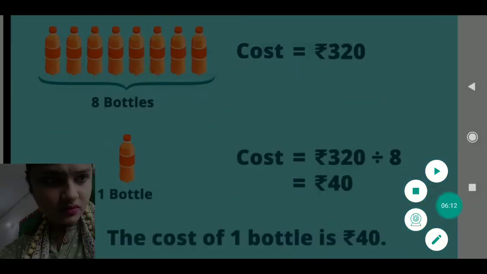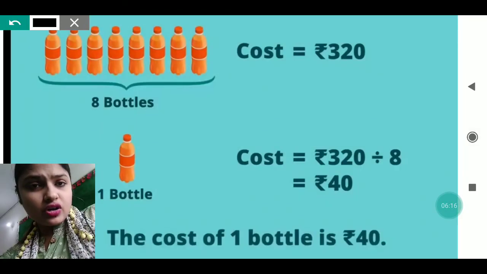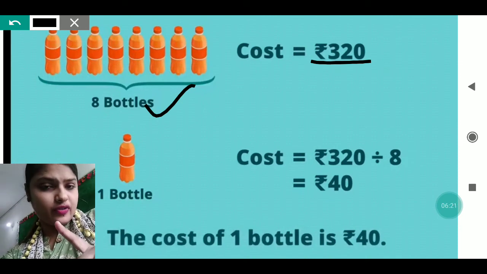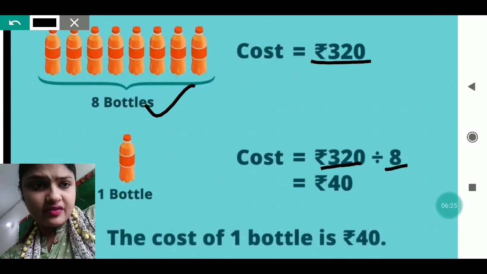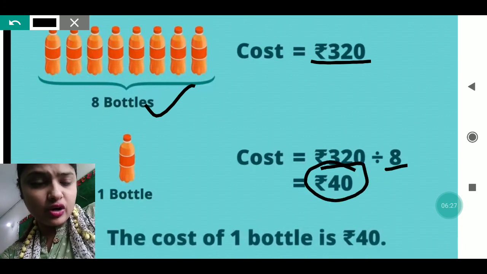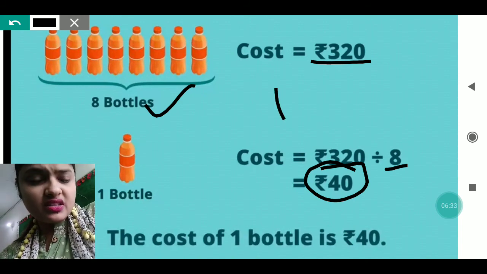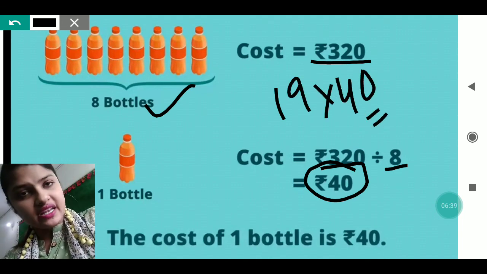So now suppose it is given like this. See, the cost of 8 bottles is given as this much. You have to find the cost of one bottle first. Then what will you do? When you divide 320 by 8, you get the cost of one bottle, that is 40 rupees. So if 40 rupees is the cost of one bottle, then multiplying 19 into 40, we can get the cost of 19 bottles.